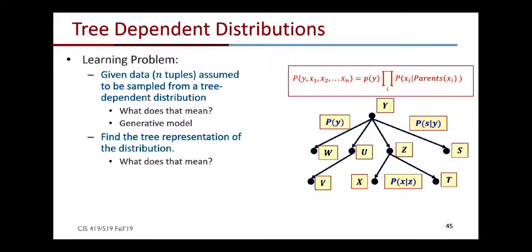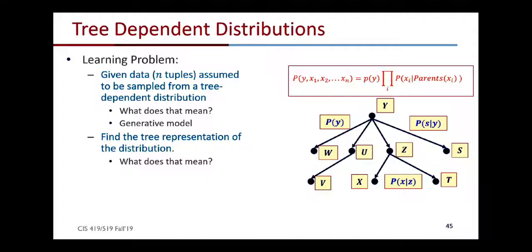So what do I mean when I say find the tree-dependent distribution? Most likely tree-dependent. Just like we've done before, we want to find the most likely tree. So here is a data set. Here's a tree. I can compute the probability of the tree given this data set. Here's another tree. I can compute the probability of that tree given this data set. And I want to find the most likely one. It's a generalization of the coin problem that we had, right?